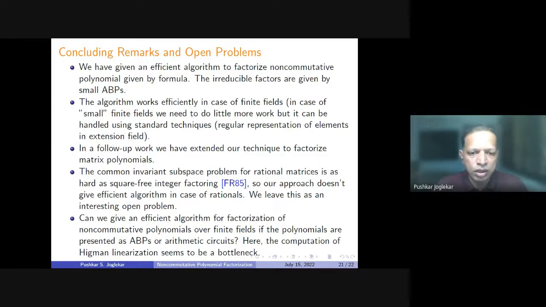Secondly, instead of presenting polynomial f as an arithmetic formula, if we use other representations like ABP or arithmetic circuits, what is the complexity of the problem? Here it appears that the computation of Higman linearization itself seems a bottleneck.